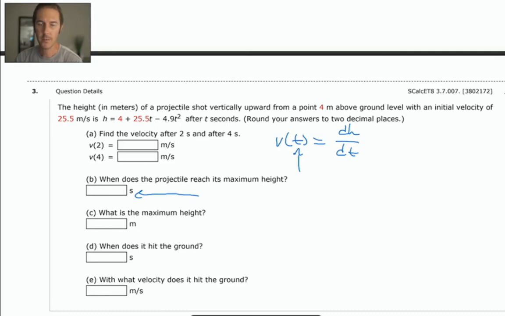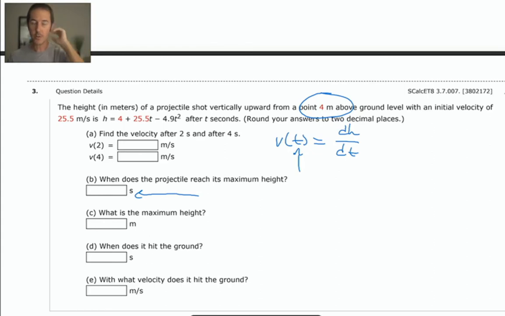Well, certainly this thing is not starting on the ground. We were told that it's starting 4 meters above the ground. It's going to hit the ground when h does actually equal 0. So you have to take your height equation, set it equal to 0, and solve for t. Now you might think that's going to be a little bit challenging. That's a quadratic equation with a negative leading coefficient of negative 4.9. That's going to be a little tricky.